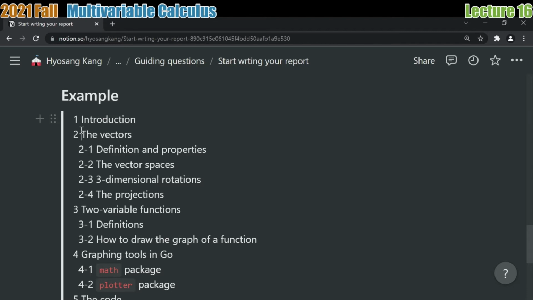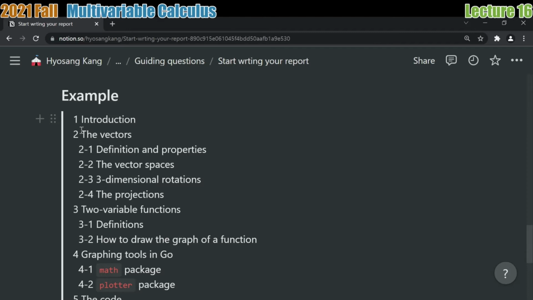So in order to explain that well, you have to introduce what vectors are and how you rotate the vectors, and what the properties are, like inner product and outer cross product and so on. So that should be explained before you start explaining the code or drawing the graph, in order.